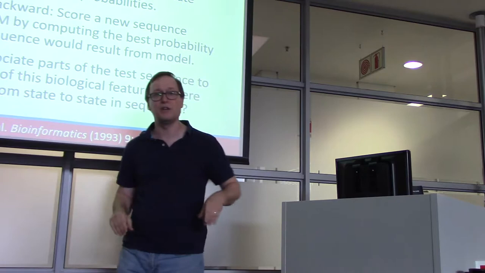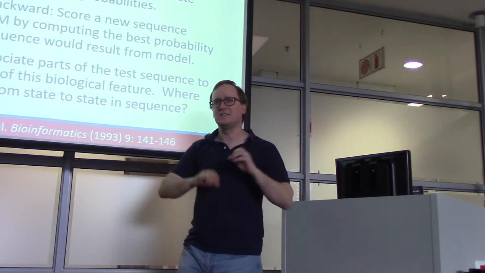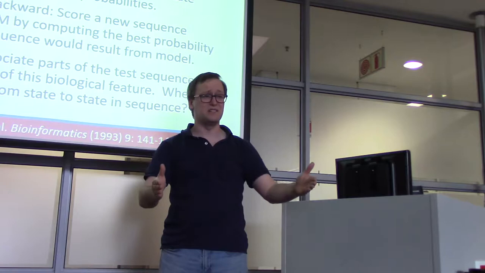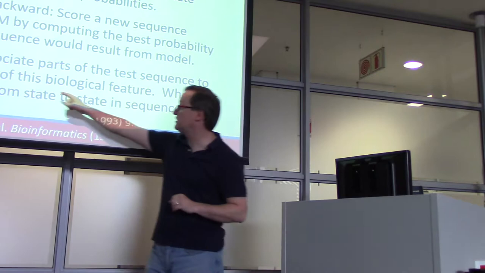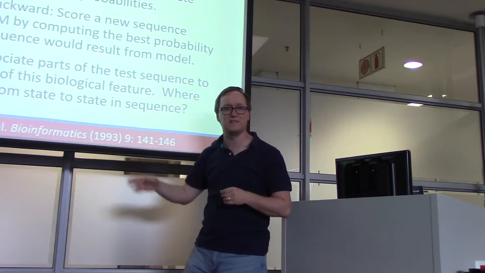Finally, the Viterbi algorithm. It's not enough to simply say, well, we think there's a gene here. We would really like the software to tell us what's the structure of the gene that corresponds to this part of the sequence. And Viterbi is good for that. So it associates parts of the test sequence to different components of this biological feature. Where do we step from state to state in sequence to maximize the probability that this really is a good gene interpretation?